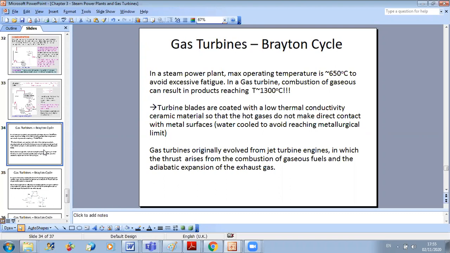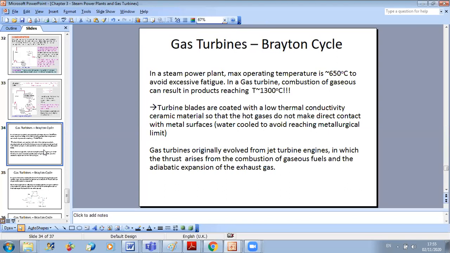What is more efficient than a steam turbine is the gas turbine, which is based on the Brayton cycle. So what is a gas turbine? As we said, in the steam power plant, the maximum operating temperature is nearly 650 degrees to avoid excessive fatigue. Now, in a gas turbine, combustion of gases can result in products reaching nearly 1,300 degrees.